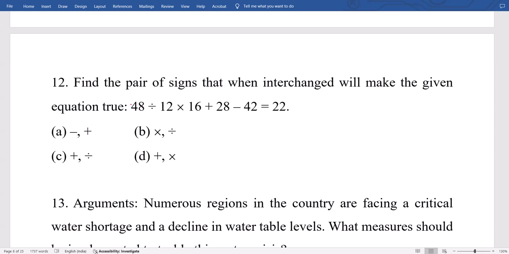what should be interchanged so that the result should be 22? Yeah, 48 divided by 12. Fine. So 4. 36 plus 28 minus 42. Fine. So I think you can do multiplication division change. 48 multiplied by 12 divided by 16. Plus and subtraction, there is no change, only multiplication as division, division as multiplication.